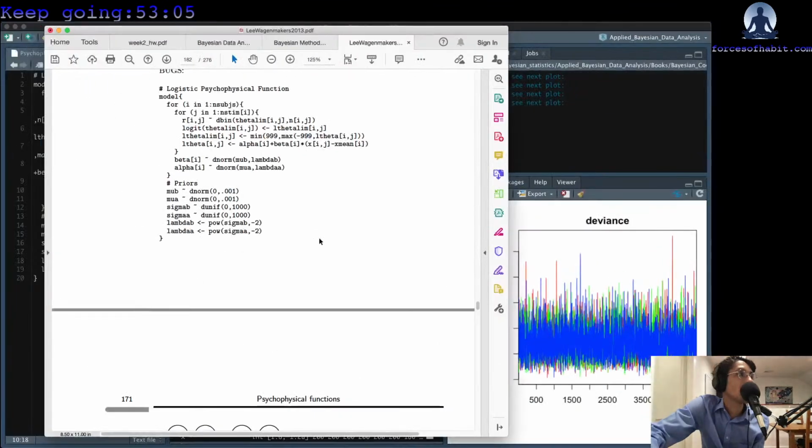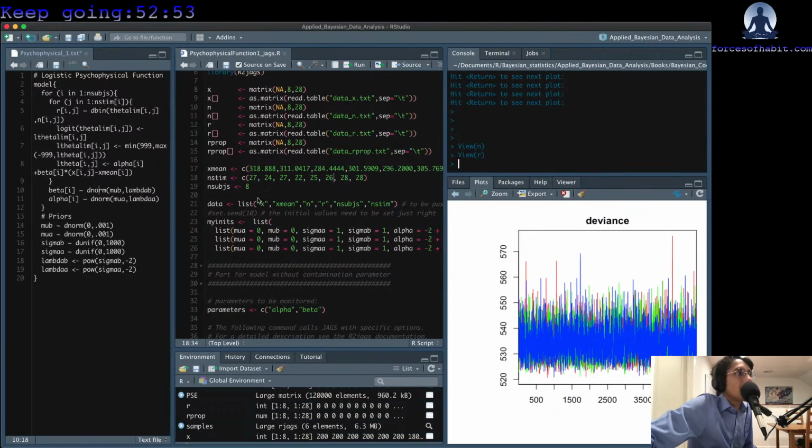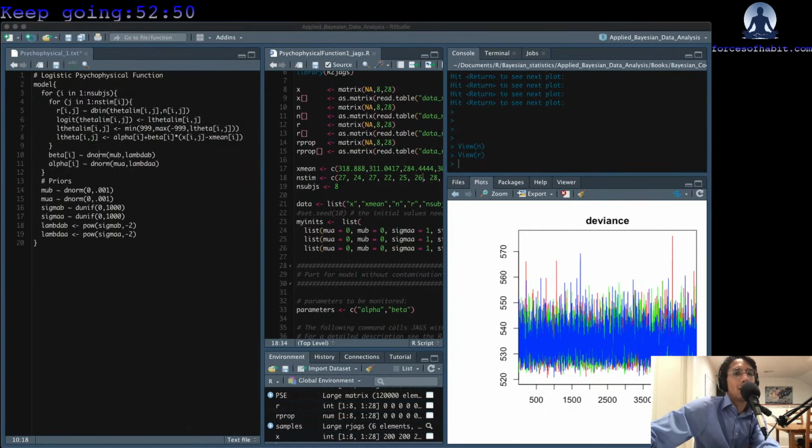Alright, so let's take a look at the assignment then. What do you think this function does? Well, like I described, it's like setting minimum maximum restrictions on the possible values for what lambda or theta can be. It's like a constraint, making it so we don't get infinite values, maybe. That would be my guess.